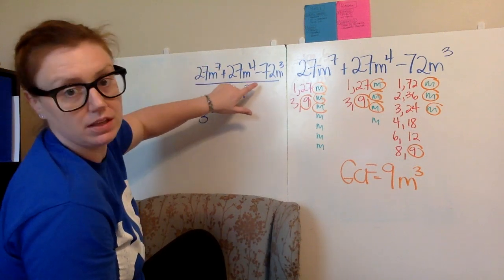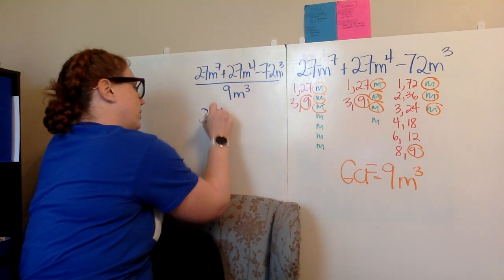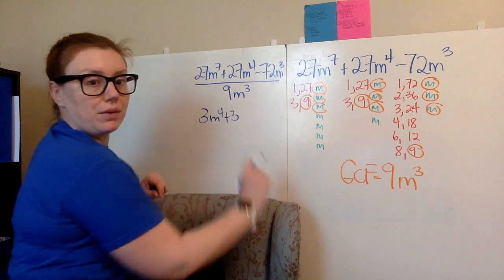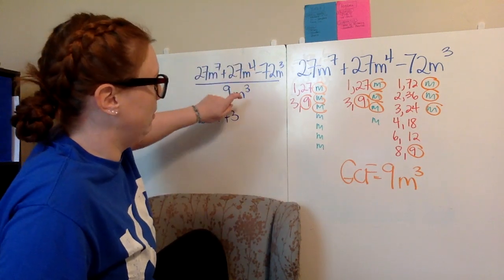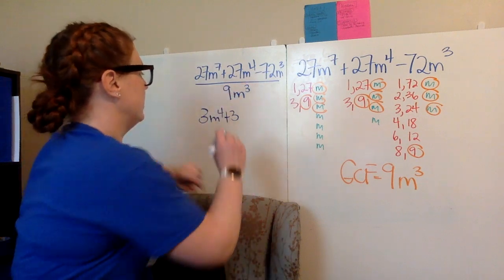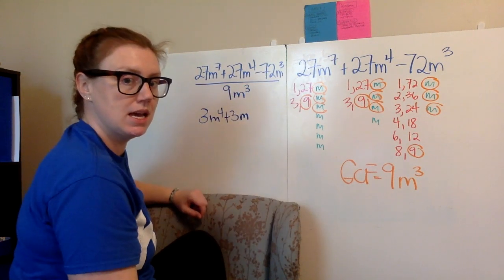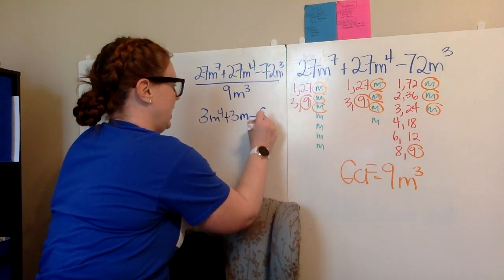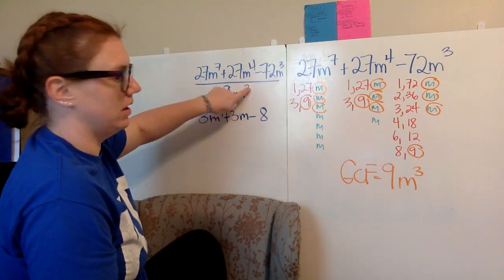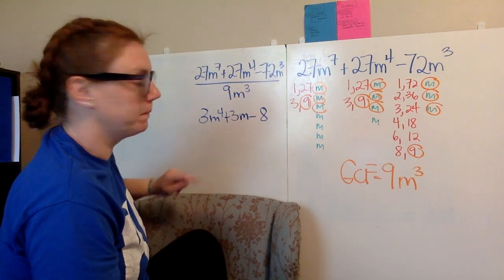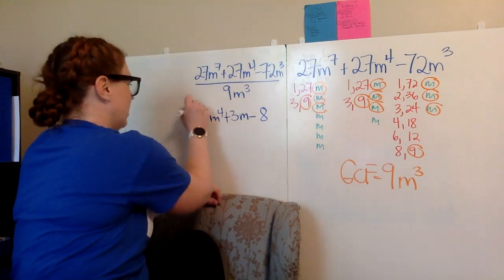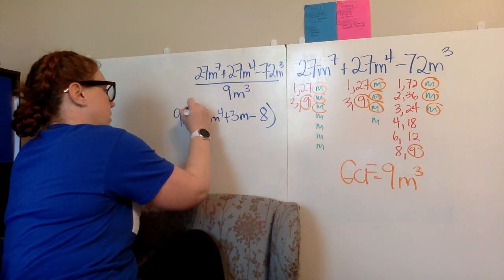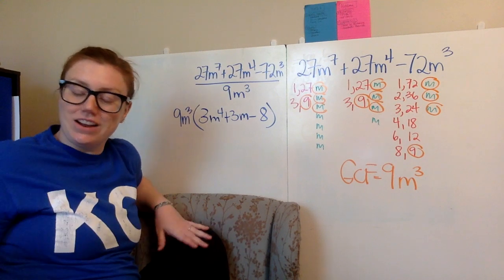M to the 7th divided by m to the 3rd is m to the 4th. 27 divided by 9 is 3. M to the 4th divided by m to the 3rd is m. And negative 72 divided by 9 is negative 8. M to the 3rd divided by m to the 3rd cancels out. It's 1. Here's my leftover. Put it in parentheses. And my greatest common factor goes in the front.